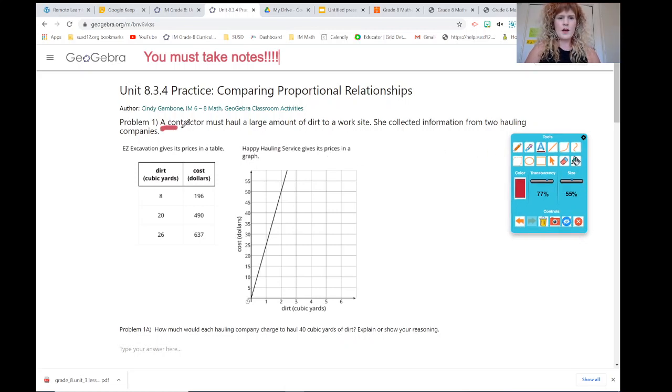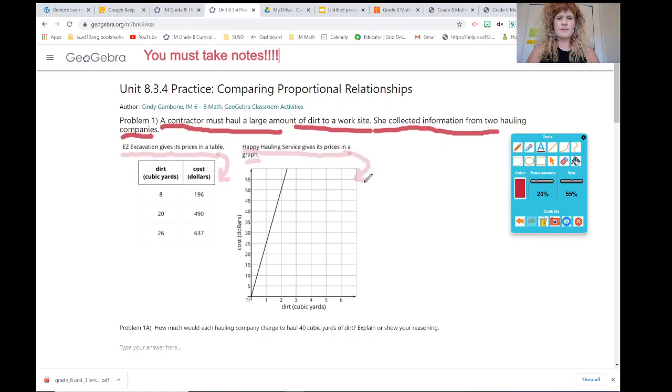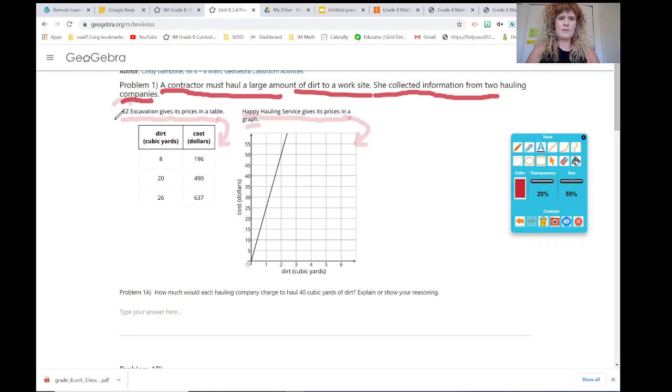Problem number 1. A contractor must haul a large amount of dirt to a work site. She collected information from 2 hauling companies. The first hauling company is Easy Excavation. It gives its prices in a table. Here is the table for Easy Excavation. Happy Hauling Service gives its prices in a graph. Okay? 2 different companies. Can you keep them straight? Easy Excavation is one company. Happy Hauling is the other company.